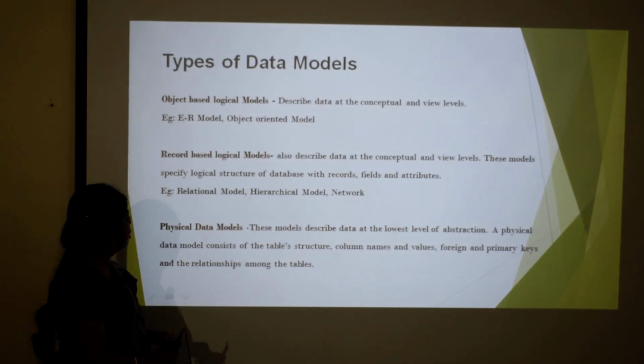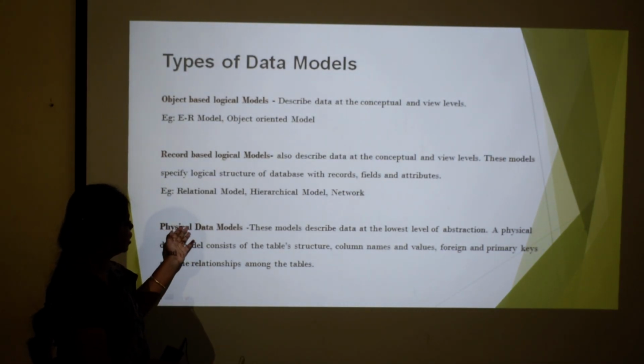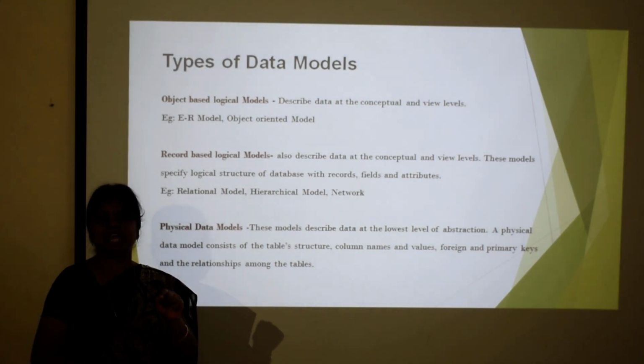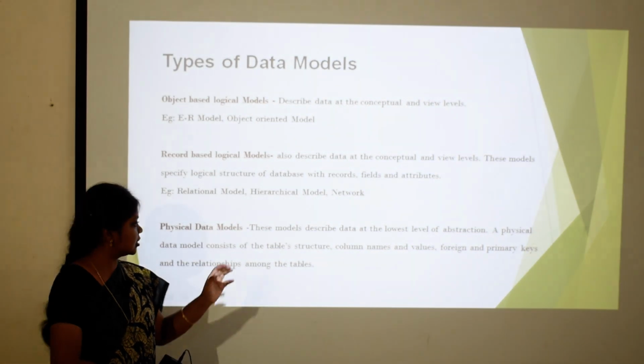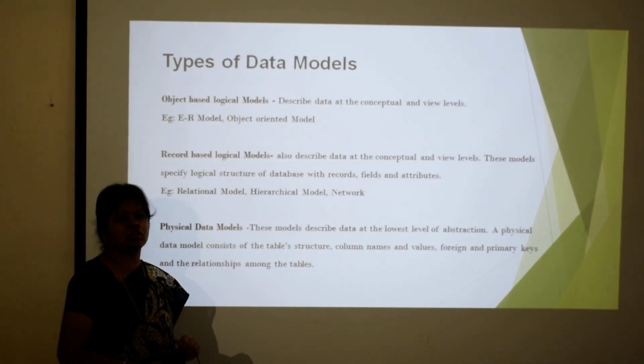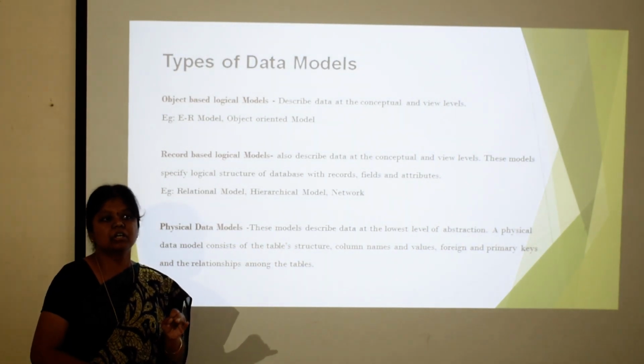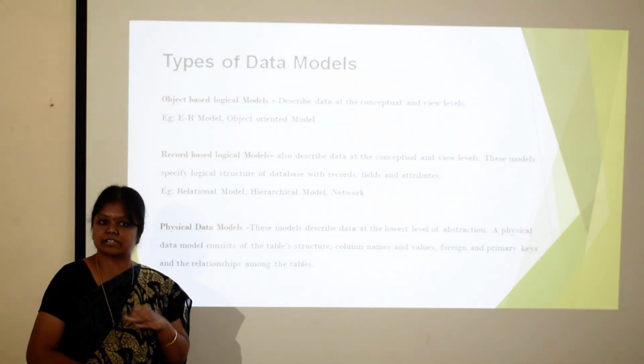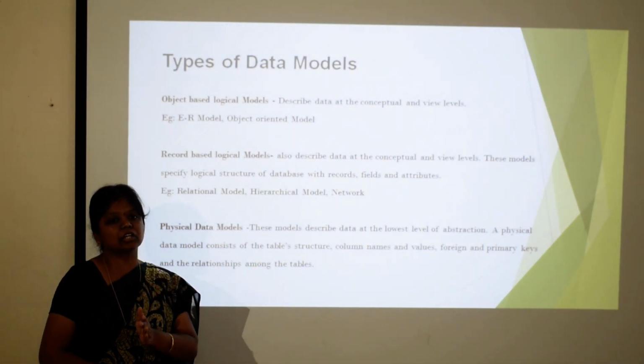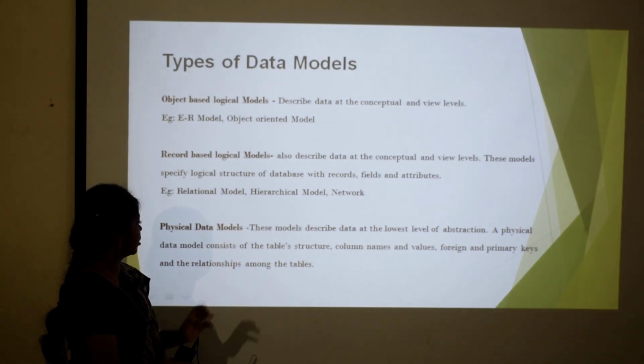Next is your physical data model. Physical data model means how data is saved inside the table. It describes the lowest level of abstraction: how you are going to save inside the table, with the help of a record or an attribute. How you are designing your database comes under the physical database model.